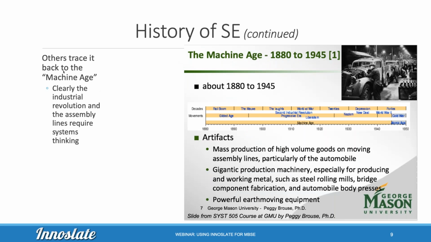Continuing on in the history, you can go back to the machine age. Well, clearly that's the Industrial Revolution. Assembly lines required systems thinking, and that's a key aspect of it. So you could see that time frame, 1880s to 1945 roughly. You could see the amazing things that happened, particularly World War II, the amazing production that we were building, putting out aircraft in an incredibly short amount of time for the war effort. So that high volume of capabilities, things like that.